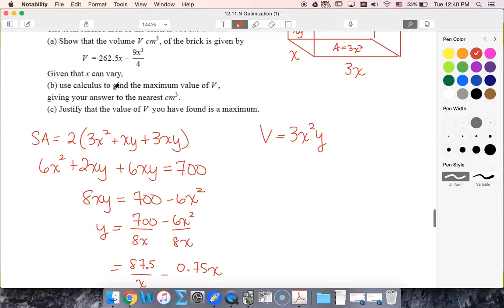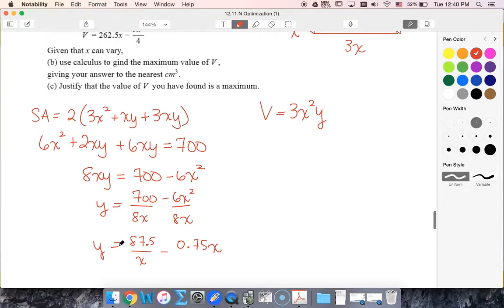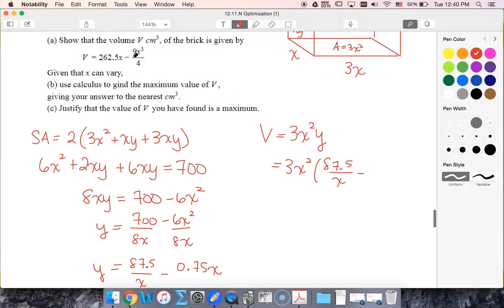So if I come back and look at this, this has 0.5s, so that makes me feel pretty good. This is a fraction, so it seems like I have a mixture of decimals and fractions. Let's see what happens when we take this y and substitute it up here. So now my volume is 3x squared times 87.5 over x minus 0.75. I could have left it as a fraction of 6 over 8 or 3 over 4. I see there's a 4 here, so I'm going to go back and write this as 3x over 4. Just remember I had x squared on top, x on the bottom.